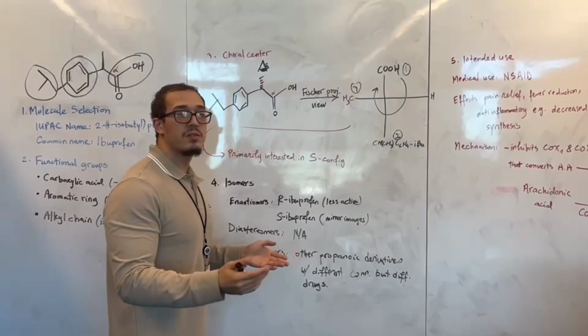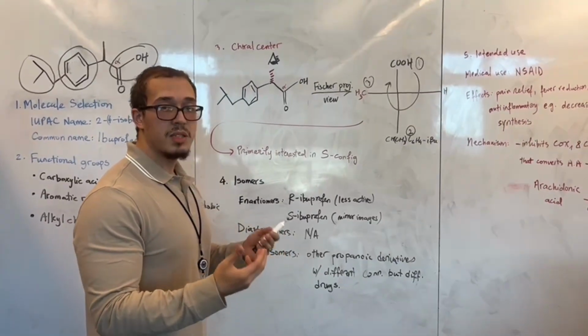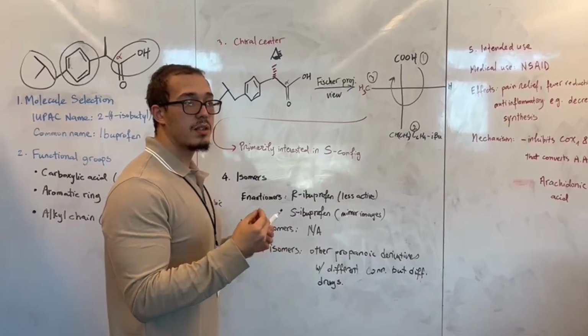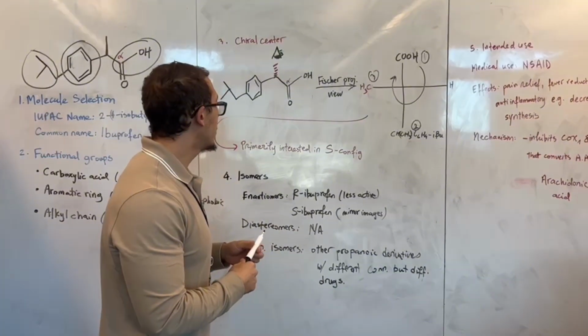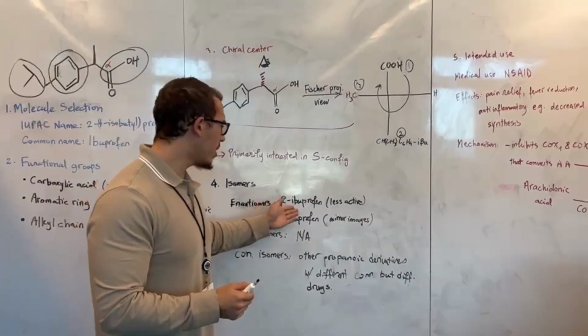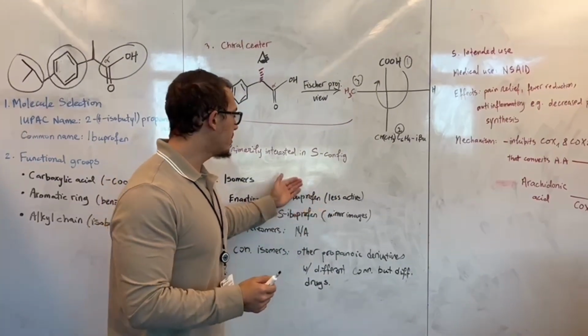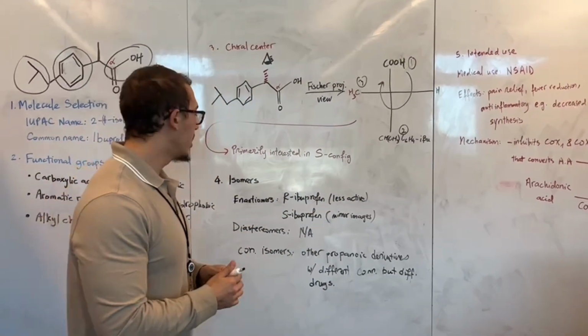Fun fact, if you didn't know, some ibuprofens don't work as well as others because they sell it as a racemic mixture instead of an enantiomerically pure S configuration. So R doesn't really work as well. But speaking of enantiomers, we have the R ibuprofen, which is the less active form, and S ibuprofen, the mirror image of the R ibuprofen, and the one that is more active.